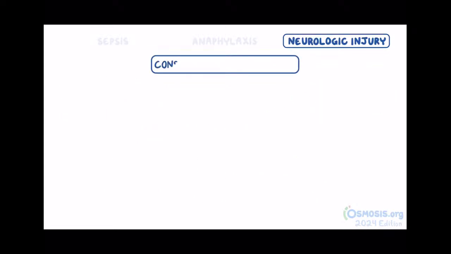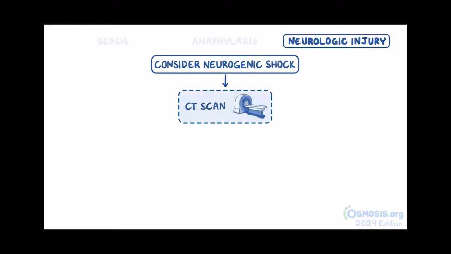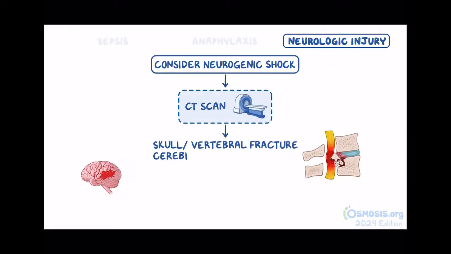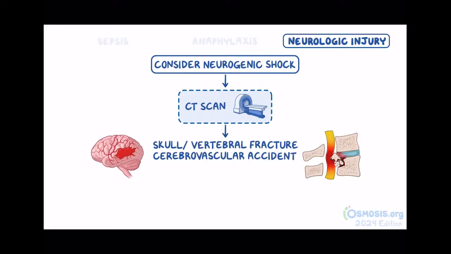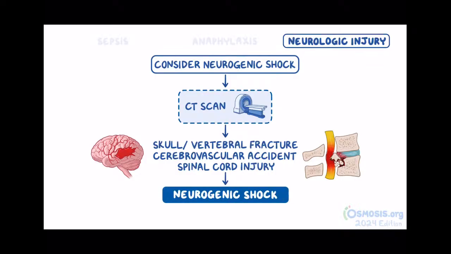All of these findings should make you consider neurogenic shock, so immediately order a CT scan which may reveal a skull or vertebral fracture, cerebrovascular accident, as well as spinal cord injury. Positive image findings from the CT will support the diagnosis of neurogenic shock.